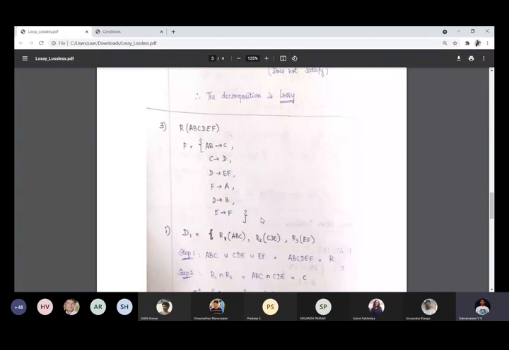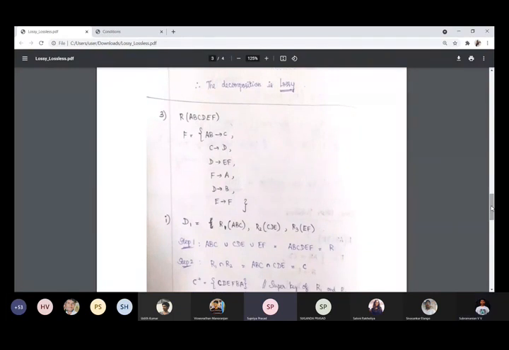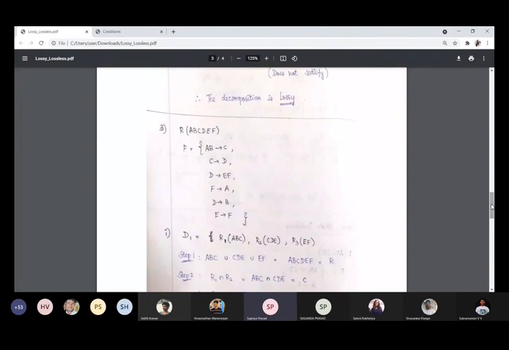Is it lossless decomposition? Yeah, it is lossless. So the first condition, the union, is satisfied: ABC union CDE union EF gives us the original relation. Then R1 intersection R2 will be C, and C closure will be ABCDEF, and the entire thing can be a super key of R1 also and R2 also.